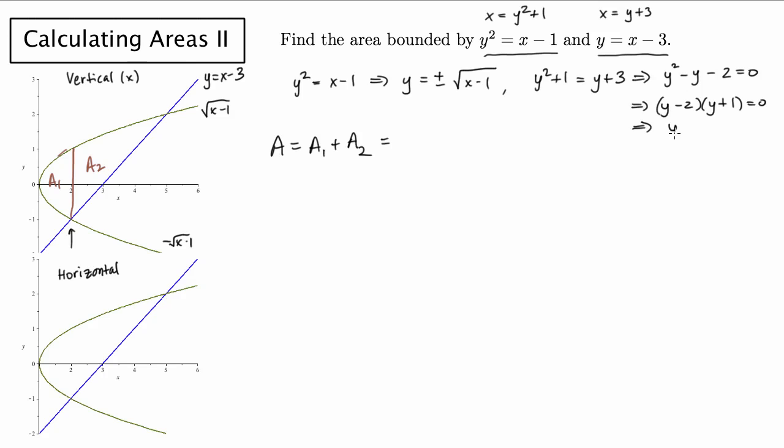So the two y points at the intersection are y equal to 2 and y equal to negative 1, which you can see in the graph. The y equal to 2 point is here, and the y equal to negative 1 point is here. But since I'm integrating vertically, I don't need the y values at those points, I need the x values. So if y is 2, and I plug it in to this one, then x would be 5. And if y is negative 1, plugging it into this, x would be 2. So the x value here is 5, and the x value here is 2.